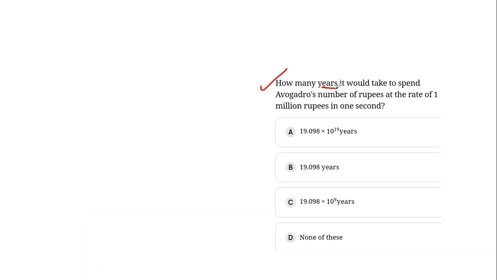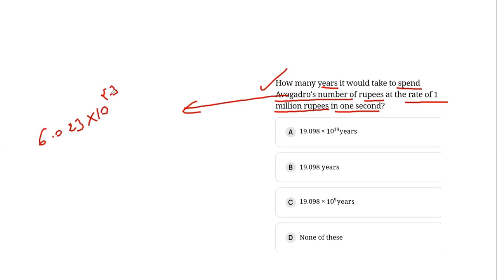How many years would it take to spend Avogadro number of rupees at the rate of 1 million rupees in 1 second? Suppose in 1 second we are spending 1 million rupees. Then if we have Avogadro number of rupees, how many years will it take to spend that many rupees? Avogadro number means how much actually? 6.023 into 10 power 23. So suppose you have these many rupees.